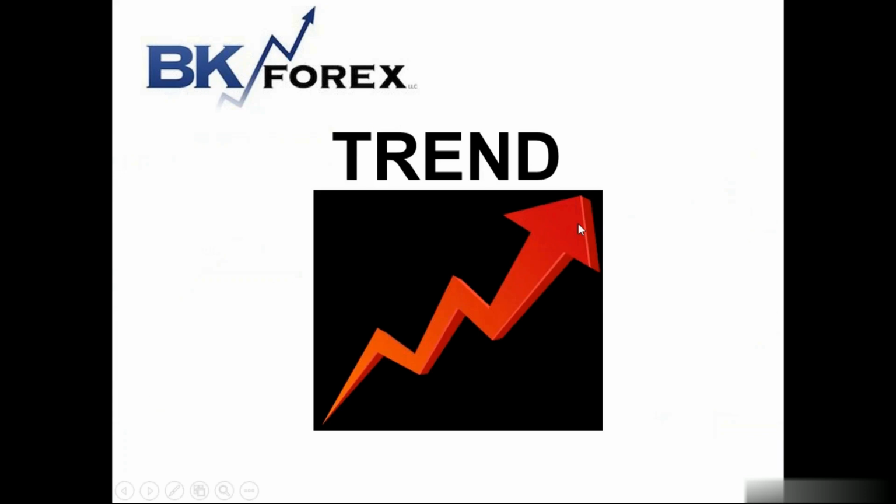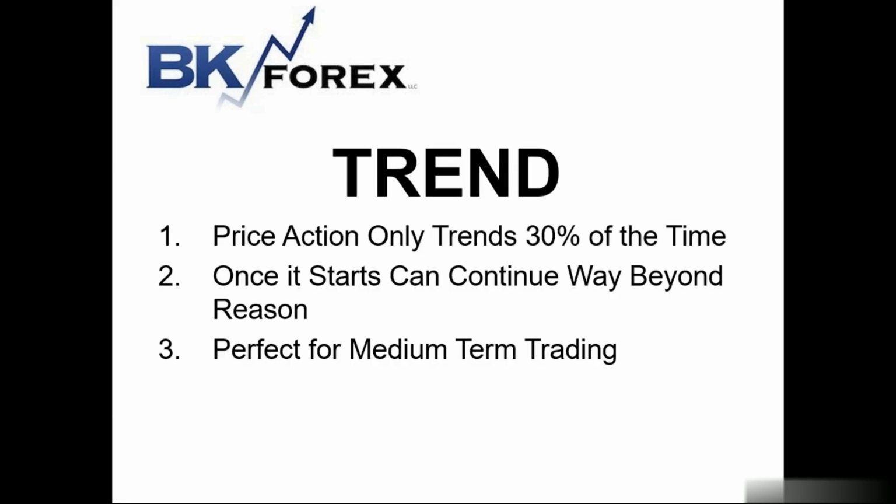Trend is the third type of market environment. When we're trading trends, it's a very different type of market environment in that the price action only trends 30% of the time. And once it starts, it can continue way beyond reason. And while range trading and reversals are good for shorter term trading, I would say trend trading is perfect for swing traders.